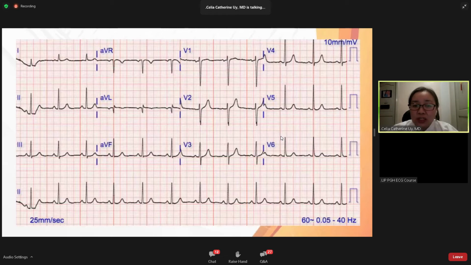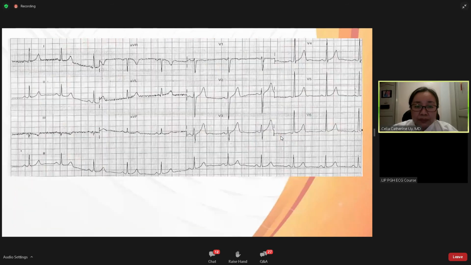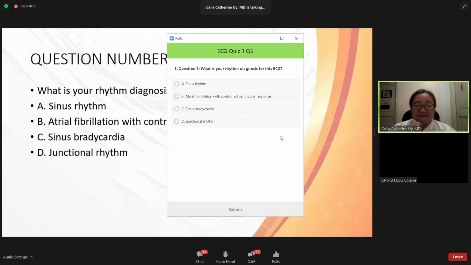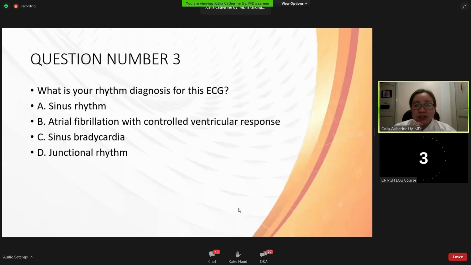So for the last question for this first ECG quiz, look at this ECG. For question number 3, what is your rhythm diagnosis for this ECG? So very easy. I hope 100% get this correctly. Letter A, sinus rhythm. B, atrial fibrillation with controlled ventricular response. C, sinus bradycardia. D, junctional rhythm.